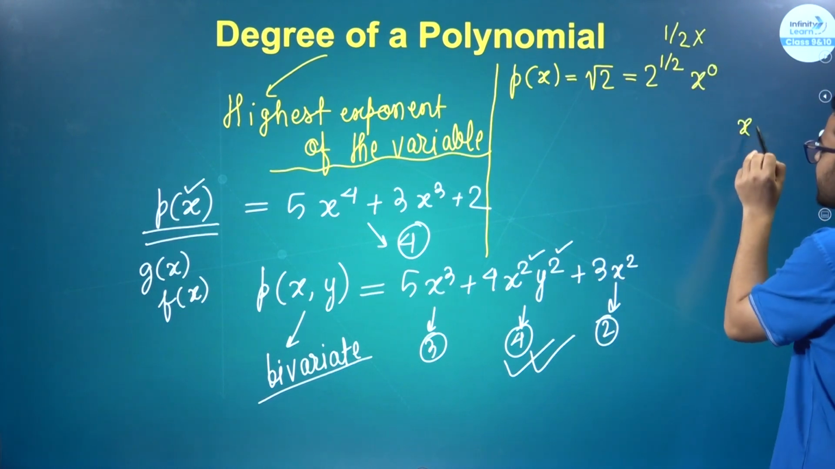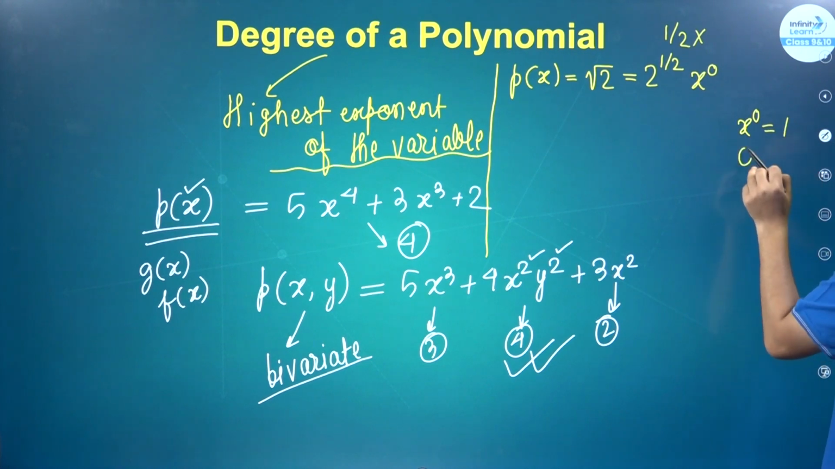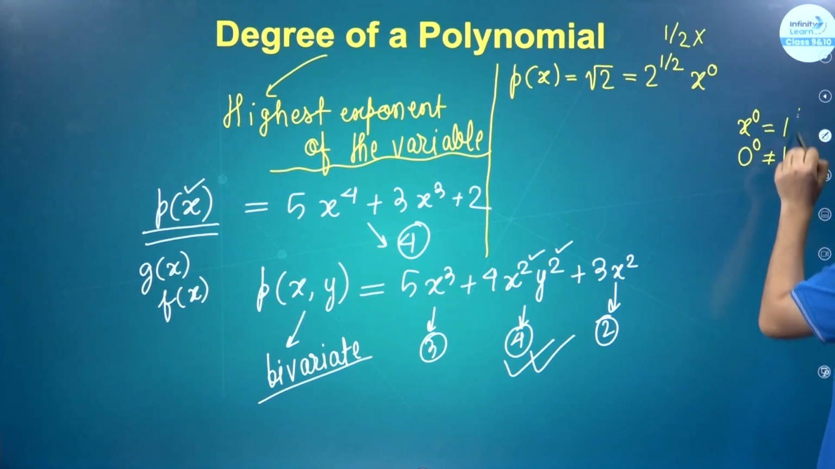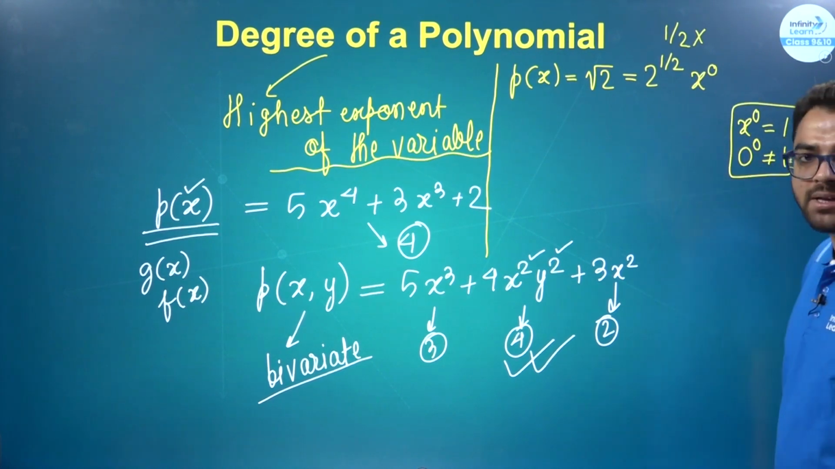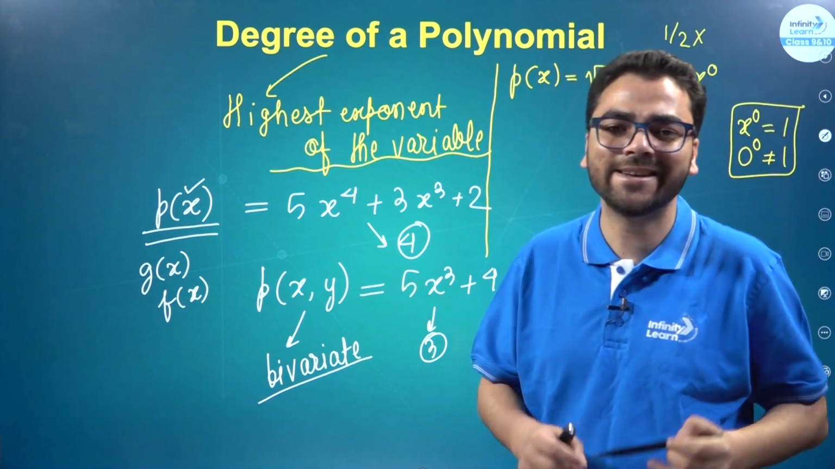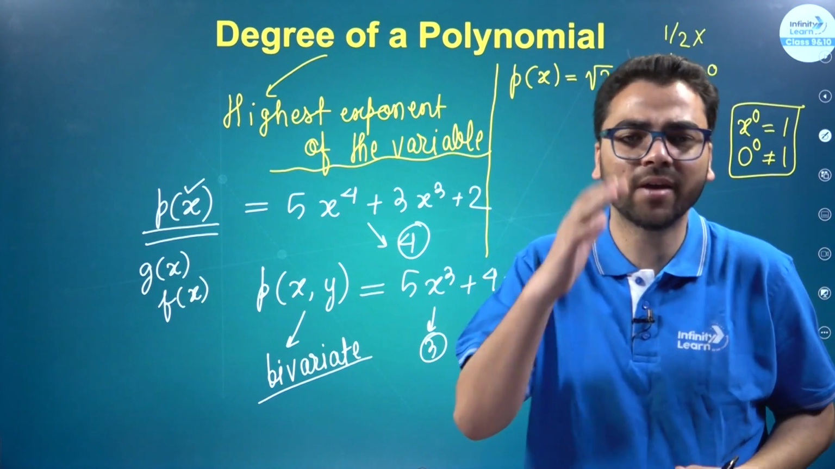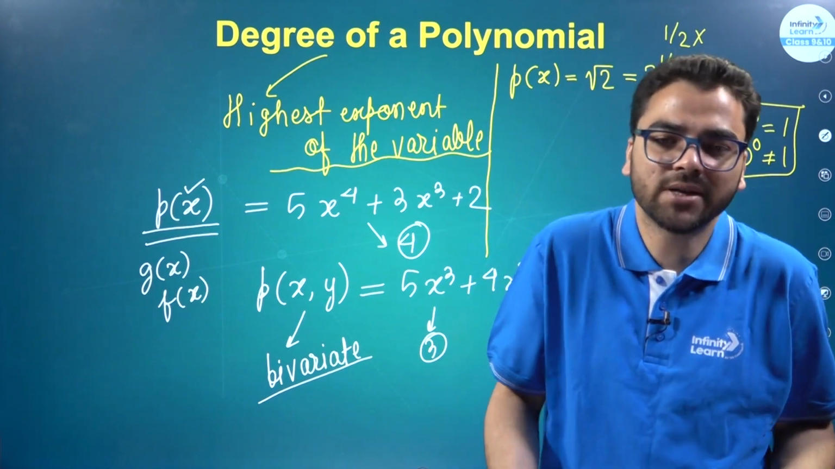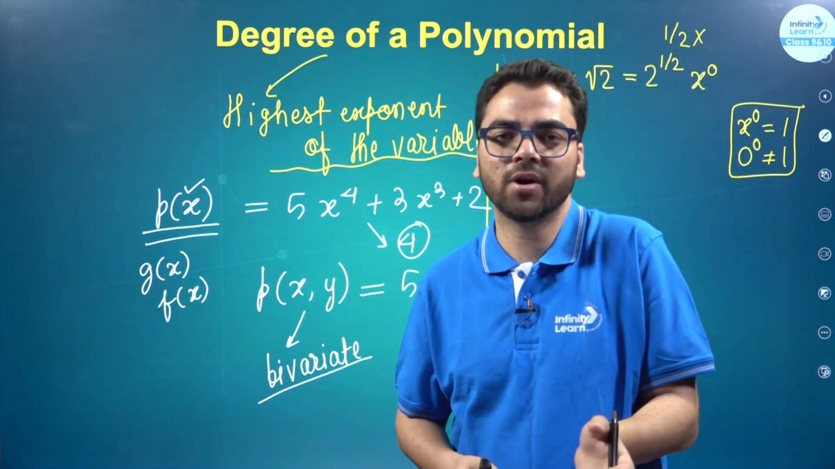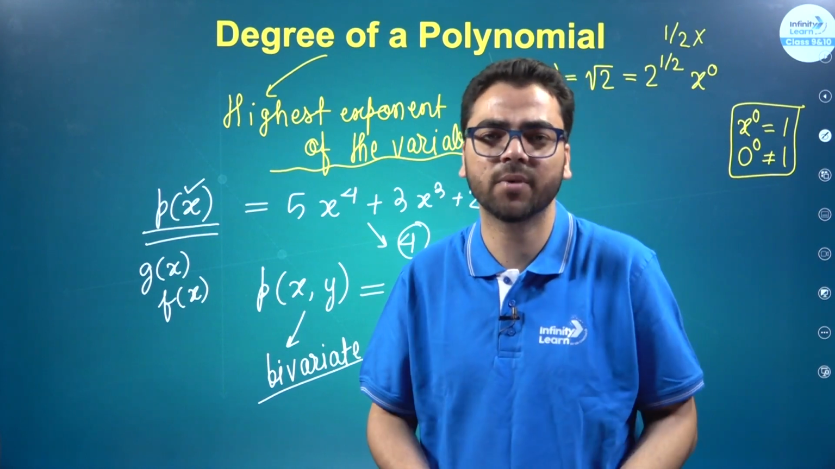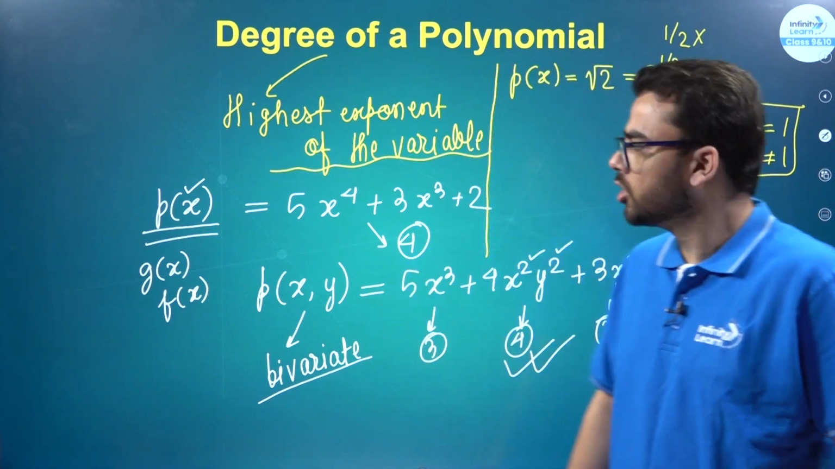Anything raised to the power 0 is 1, except 0 raised to the power 0. 0 raised to the power 0 is not 1. 0 raised to the power 0 is an indeterminate form. You'll study about it in grade 11. Obviously, you can prove that 0 raised to the power 0 is not 1 using laws of exponents. I'm not doing it over here because that is not the purpose of this lecture, right?